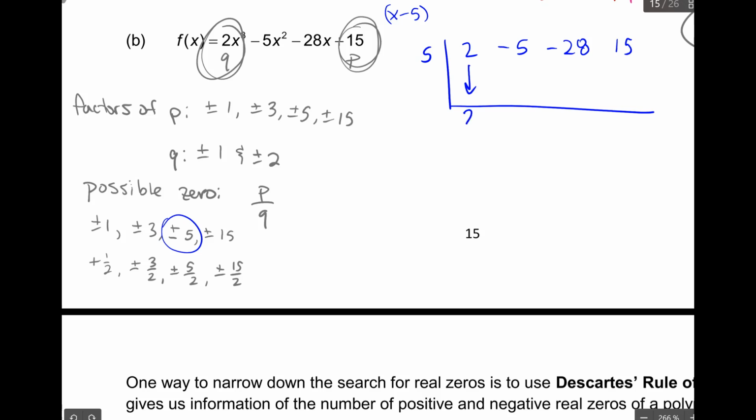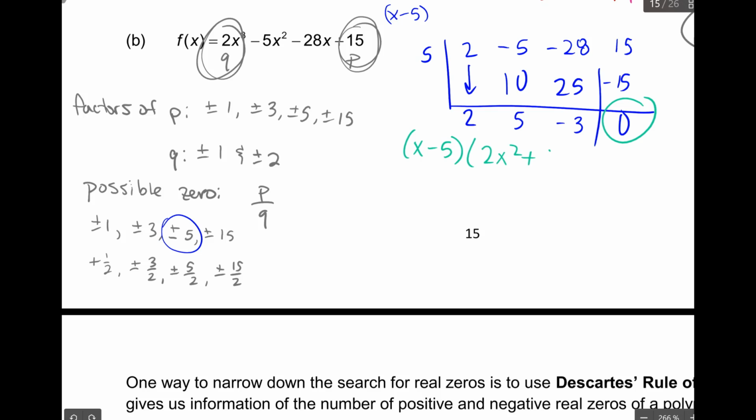Alright, bring down the first one, multiply, combine, multiply, combine, so add, multiply. Oh my god, this actually worked. Check it out. First try, here we go. So I have x minus 5. I also have 2x squared plus 5x minus 3. Right? So I need to factor this one step further.